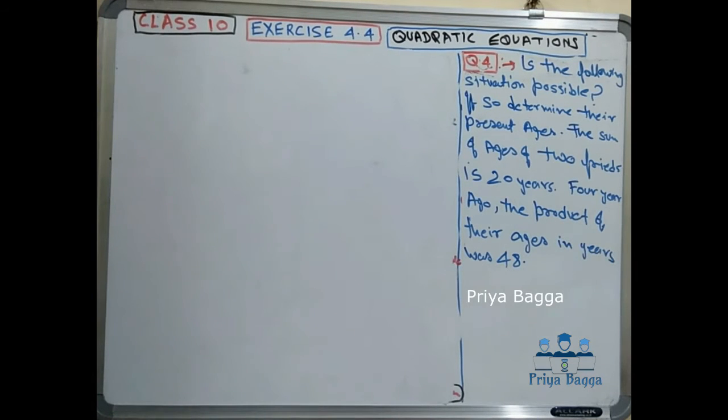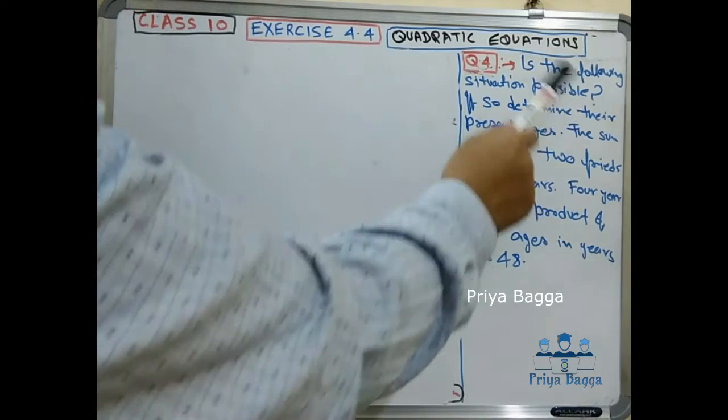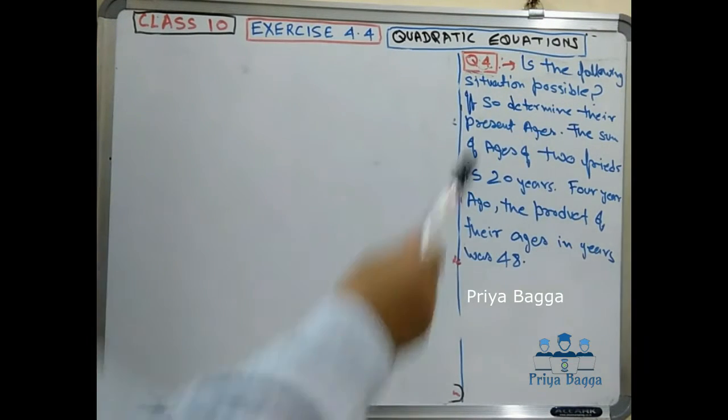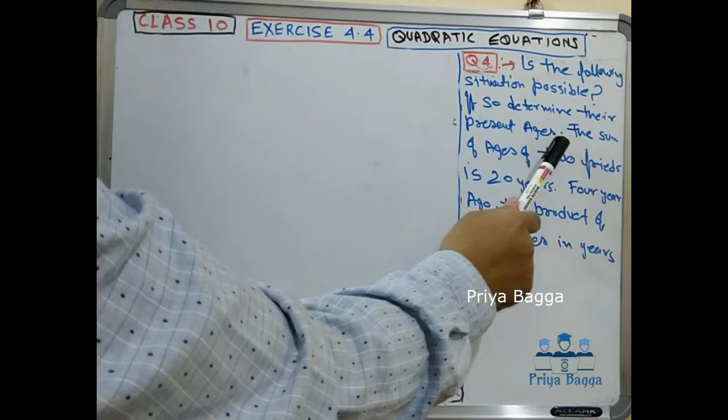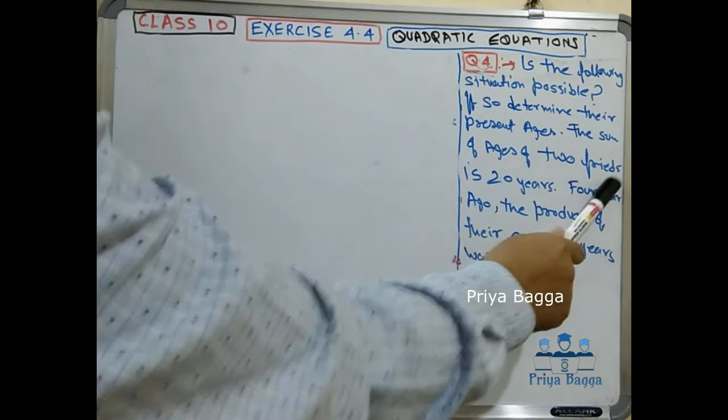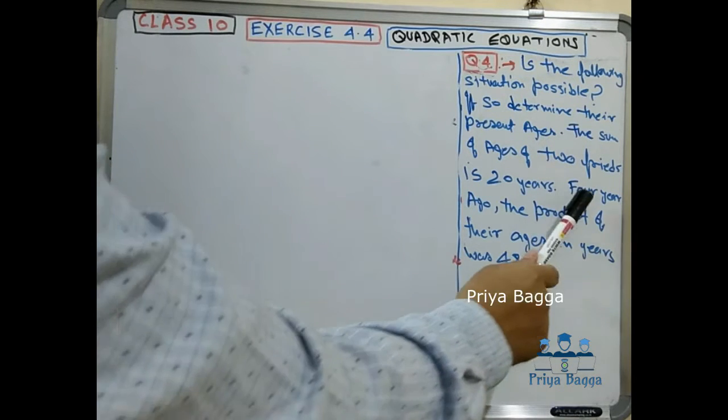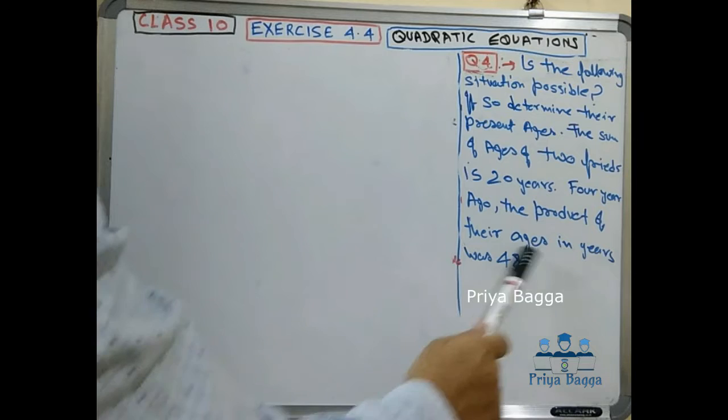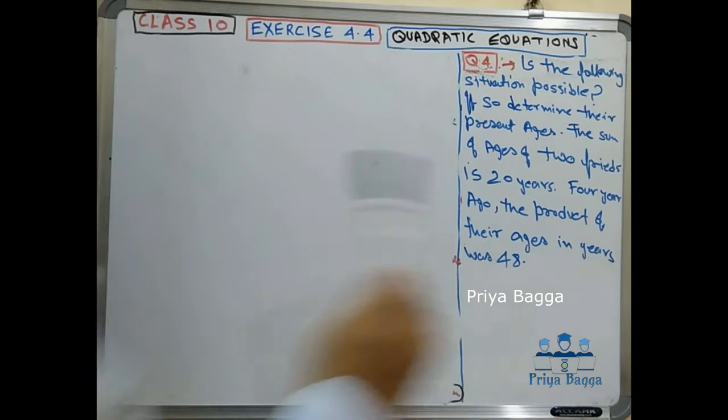So let us solve question number 4 of exercise 4.4 of quadratic equation. The question is: is the following situation possible? If so, determine their present ages. The sum of ages of two friends is 20 years. 4 years ago, the product of their ages in years was 48.